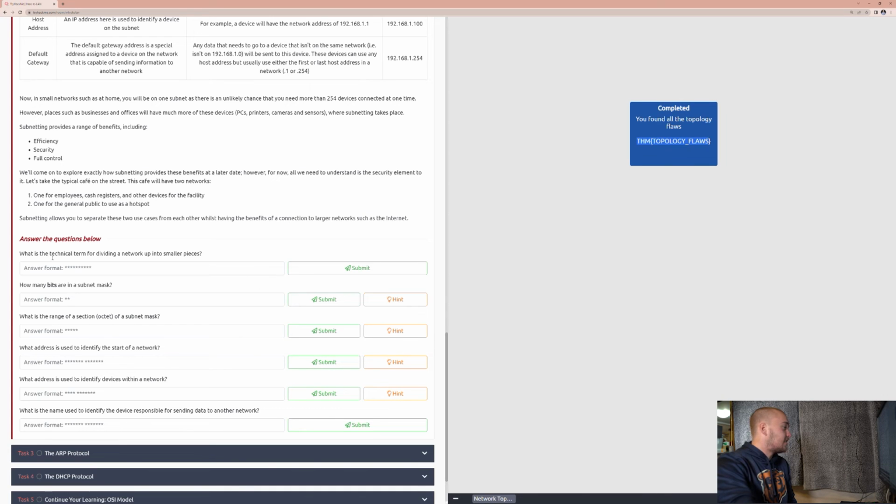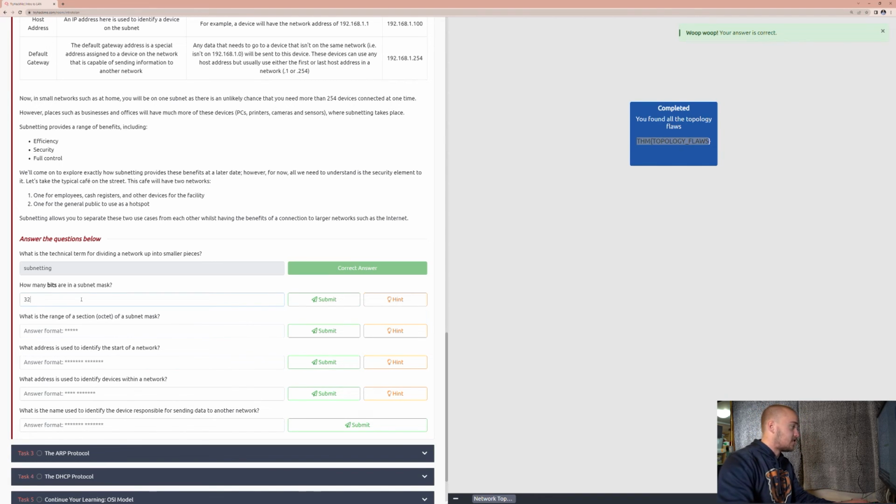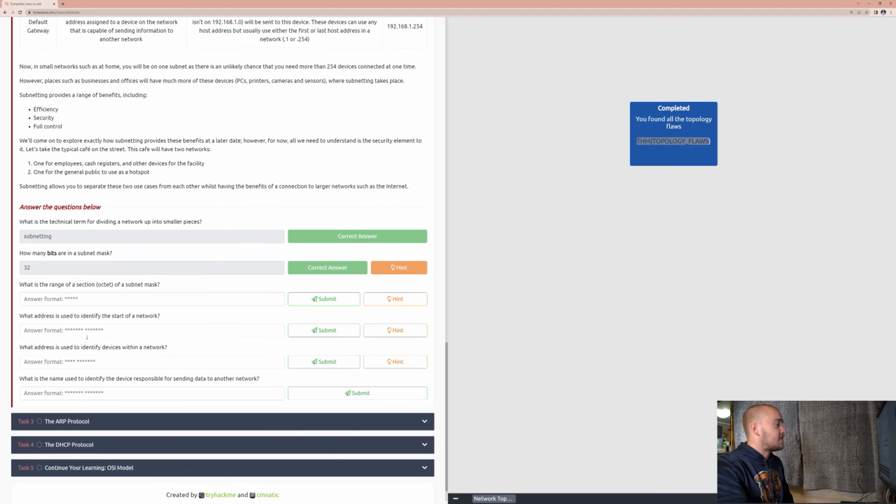So what is the technical term for dividing a network into smaller pieces? This would be referring to subnetting. How many bits are in a subnet mask? This is the same thing as an IP address, that's 32 bits. What is the range of a section of a subnet mask? This is asking about what the bits can be from, and that is 0 to 255.